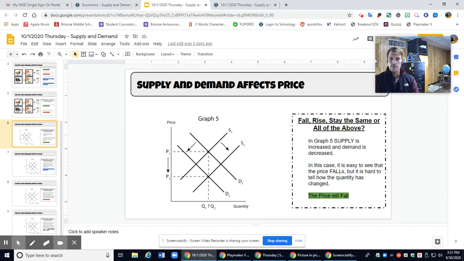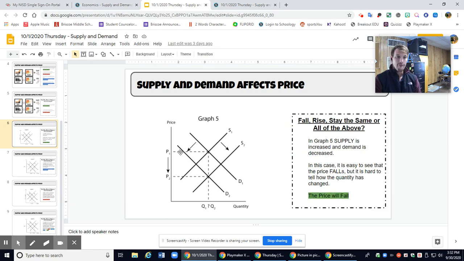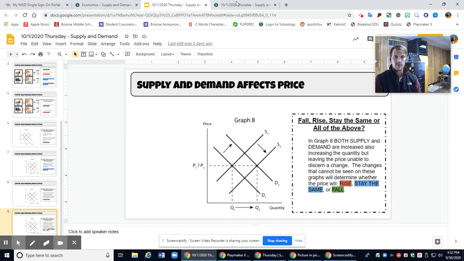So go ahead and go through these scenarios and read the descriptions or examples. All of this right here is telling you why, and the answer is right here. So in this, for graph 5, the price falls. For graph 6, the price could rise, fall, or stay the same because of the factors. Read the descriptions there.